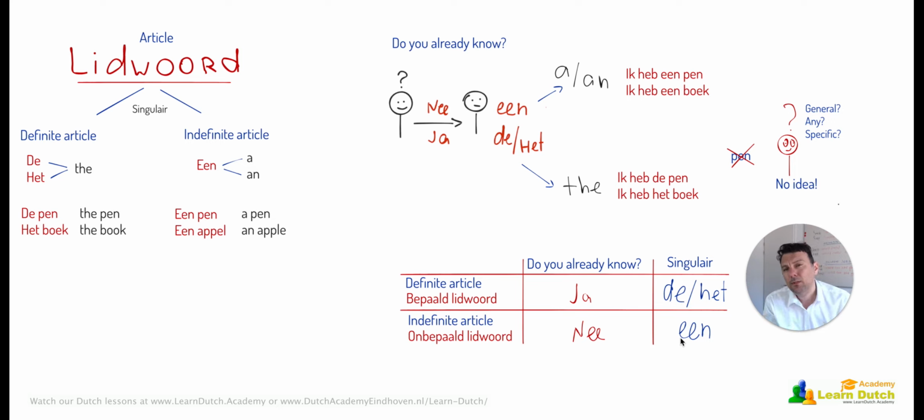So what do you think? What would I say now? Ik heb een auto, or ik heb de auto. Een means you don't know, de means you already know. Of course the answer is ik heb een auto. So I need to introduce it first. Now I can say, de auto is rood. The car is red. It means that I told you first that I'm going to tell you about one particular car which is mine, and I'm now talking about that particular car.